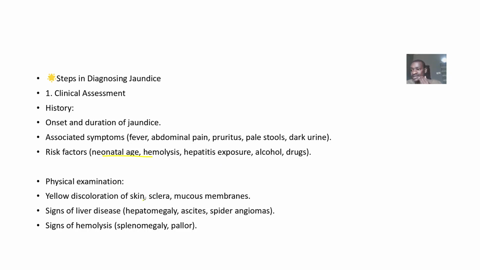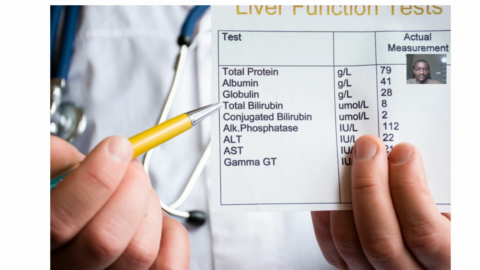For physical examination, this is where you look at the yellow skin to confirm. Signs of liver disease: is the liver enlarged? Fluid in the stomach, spider angiomas, and the rest of it. They also look at the signs of hemolysis, which is what? Splenomegaly, pallor, and the rest of it.